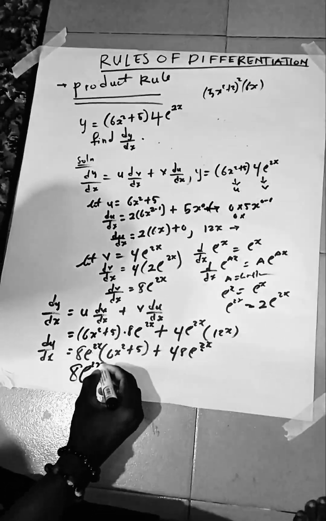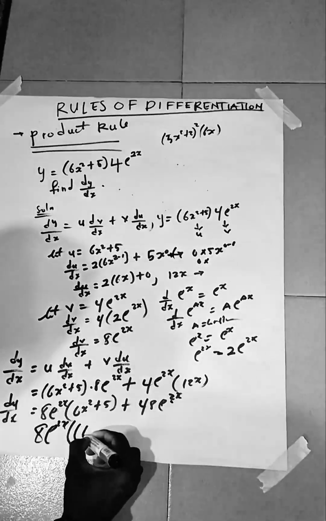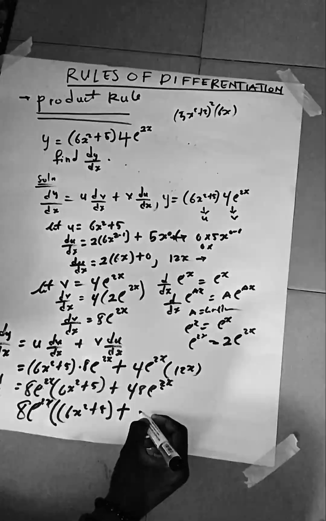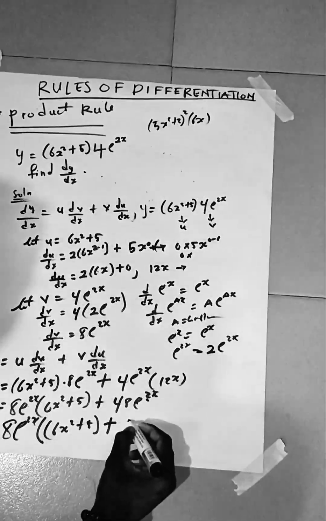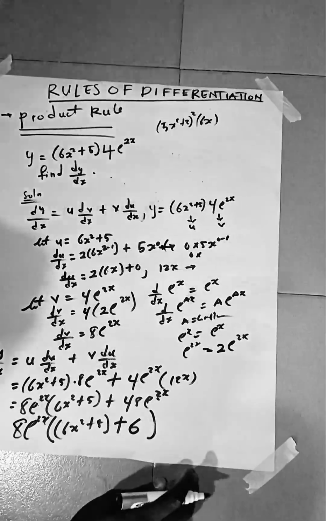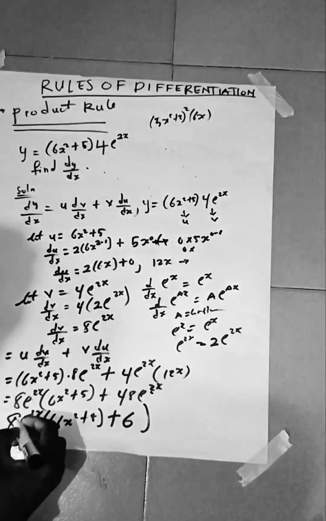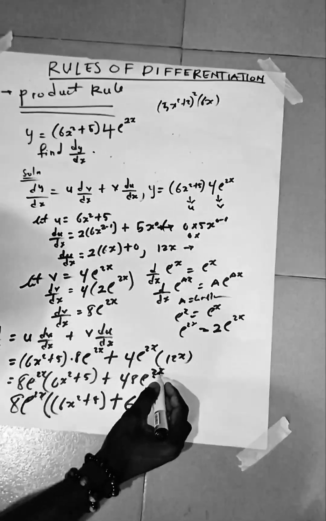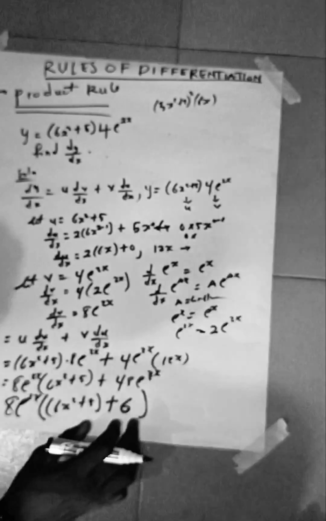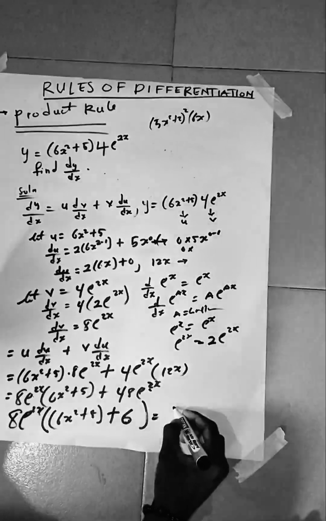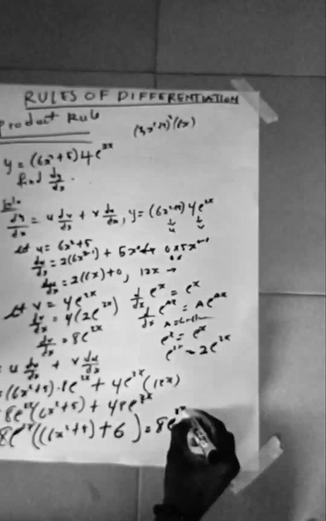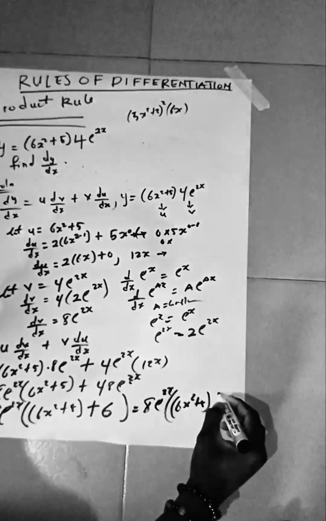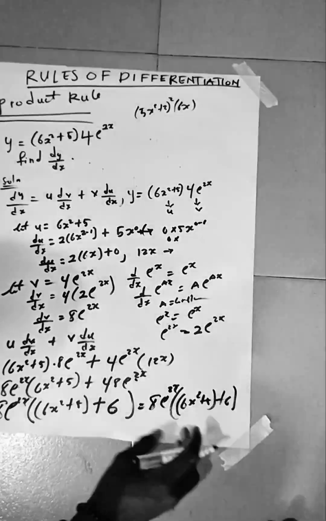So we have e to the 2x, then into bracket 6x squared plus 5, then plus, this is just going to be 6. So this is our answer. You can leave your answer like this. 8 times 6 is 48, then times e to the 2x here. That's how we have an answer like this. So our answer is equal to 8e to the 2x, open bracket, 6x squared plus 5 plus 6. So this is our final answer. That's how I use the product rule.